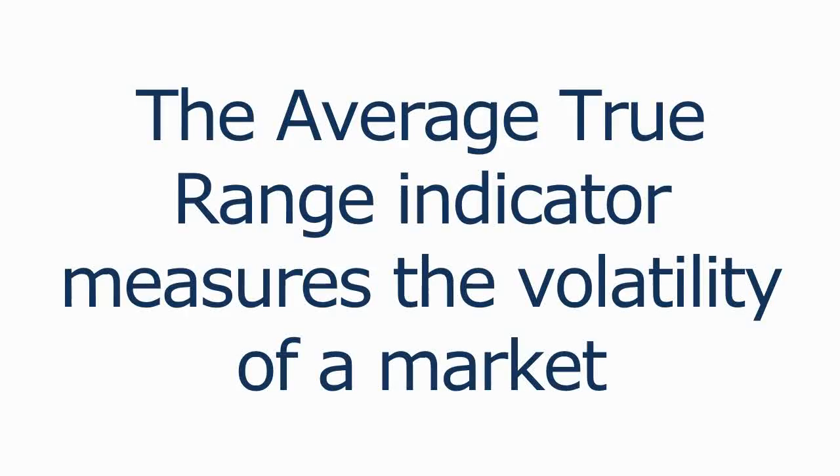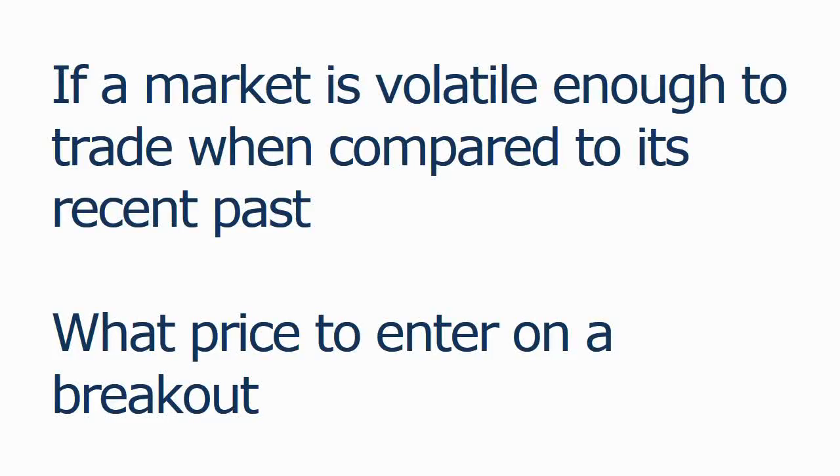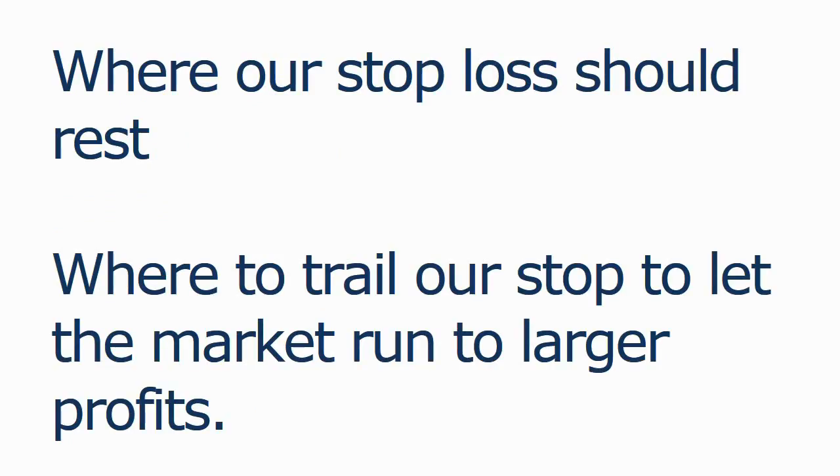The average true range indicator measures the volatility of a market, and that information can help us do several things. We can decide if a market is volatile enough to trade when we compare it to its recent past. We can even use it to decide what price to enter on a breakout, where our stop loss should rest, and where to trail our stops to let the market run to larger profits.